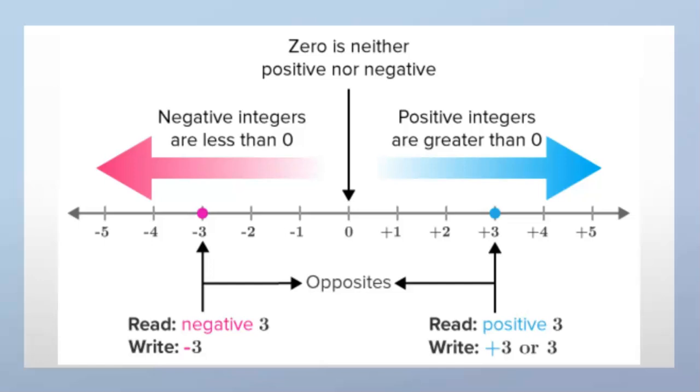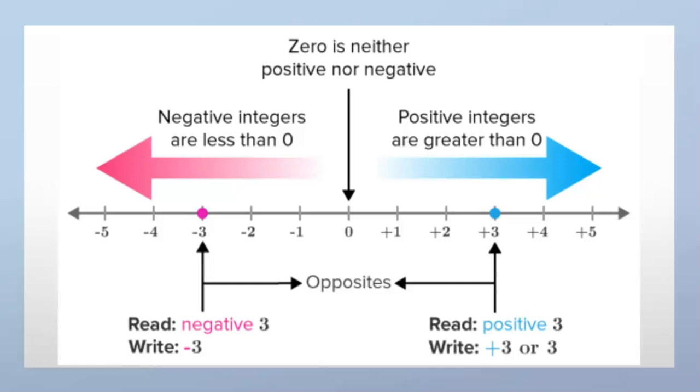Now, this is just one example of a number line. If you think about a thermometer, it is vertical, but you still have the same types of numbers. You're going to have 0, which is neutral. It's neither positive nor negative. But the numbers above 0 are positive, and the numbers below 0 are negative.